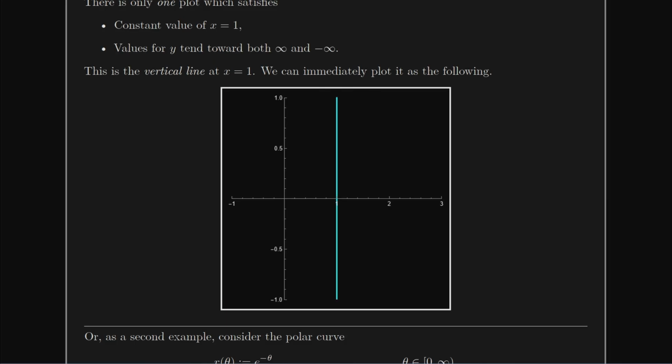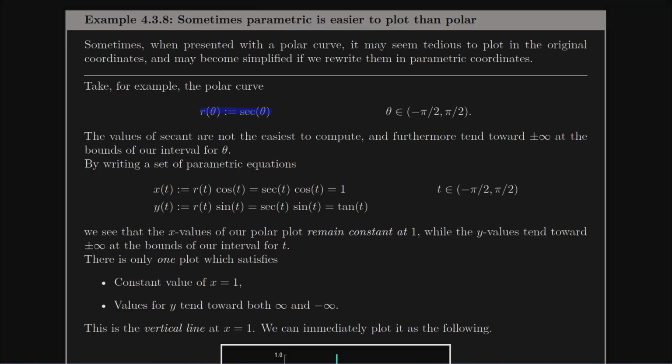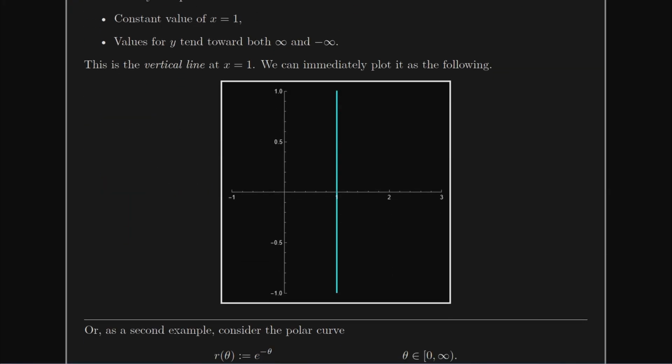It goes all the way out to y is plus and minus infinity, and then you've got x equals 1 constantly. So that's how you would plot even the polar curve. That is the polar curve, r of theta is secant theta, but it's a lot easier to think about it as a parametric curve, x equals 1, and y happens to be tangent of t.